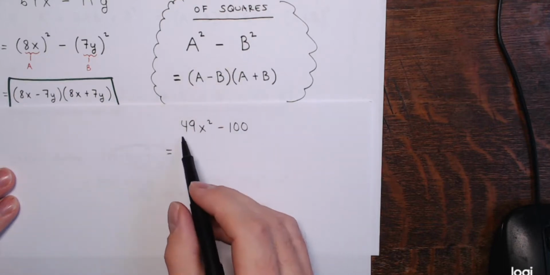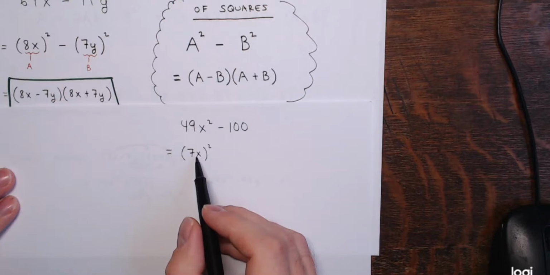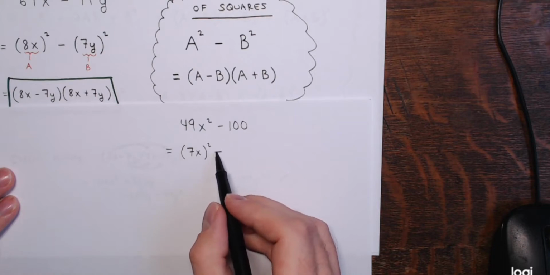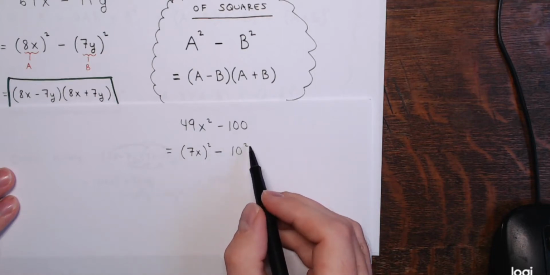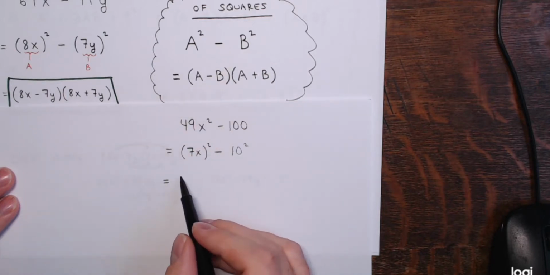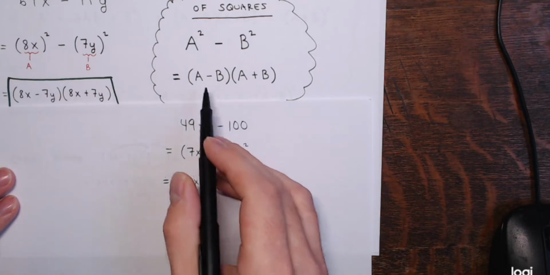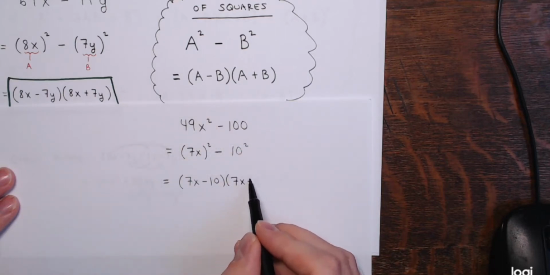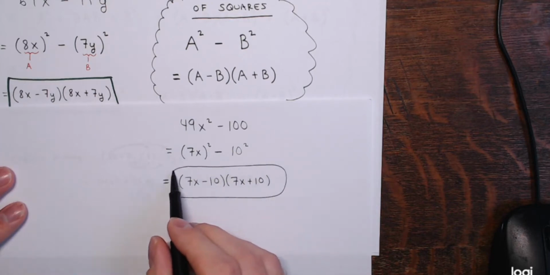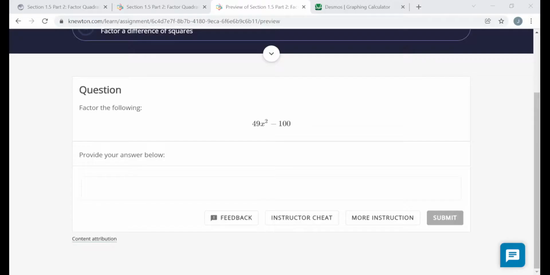Well, let's see. 49x squared, that's 7x to the second power. So treat A like this, 7x. Minus, and then 100 is 10 squared, right? So the B from my formula is 10. So the way this would factor is 7x minus 10 times 7x plus 10. Right, a minus b times a plus b. Or again, you can do the other order if you want. 7x plus 10 times 7x minus 10. It doesn't matter what order factors come in. All right, and that's what I shall type.